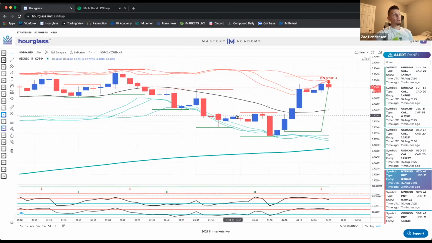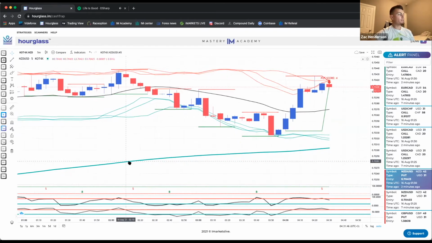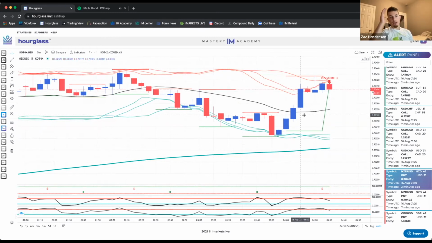EMA stands for estimated moving average. This is the estimated moving average of price of the New Zealand dollar to the US dollar over the last 200 candles. Okay. If price is above, hear me out. If price is above the 200 EMA, that is our 8th point of confirmation for a call. If price is below the 200 EMA, that is our 8th point of confirmation for a put. Okay.